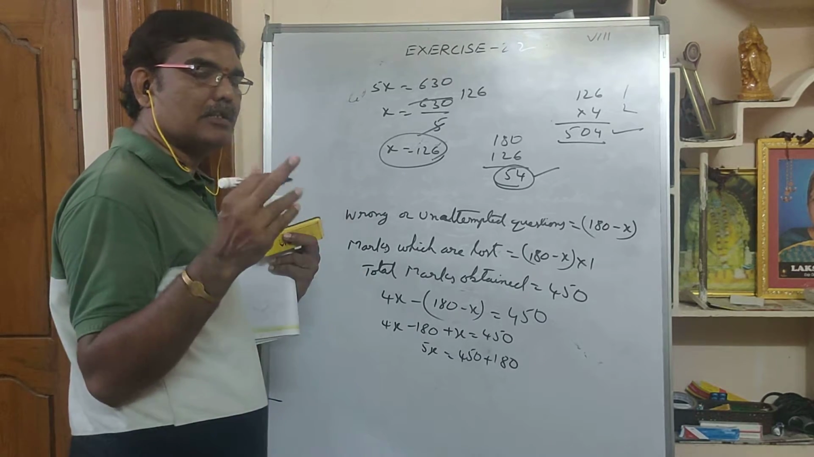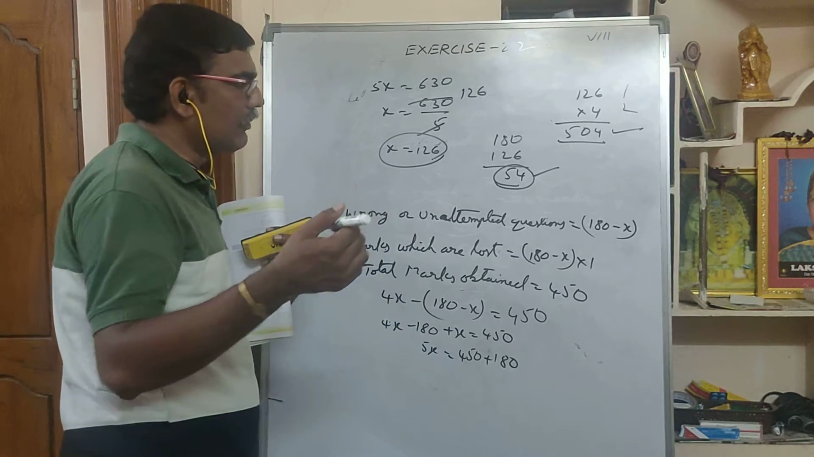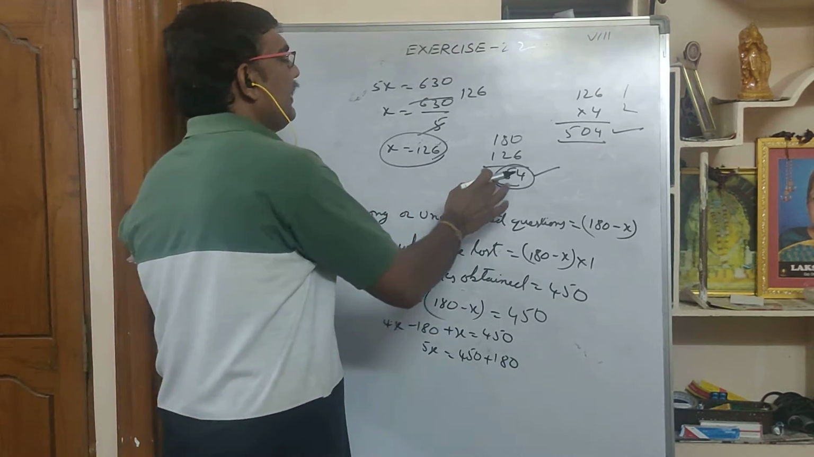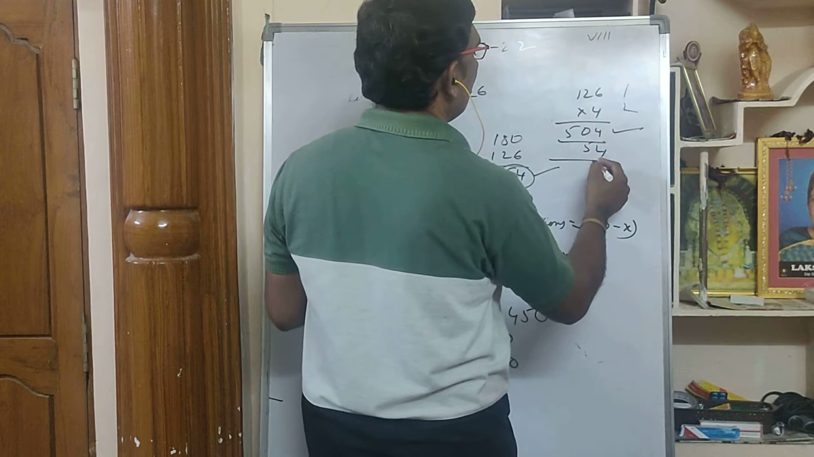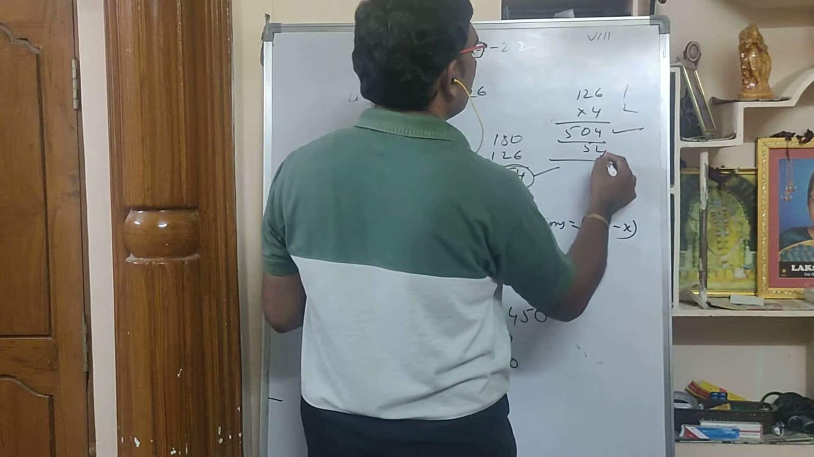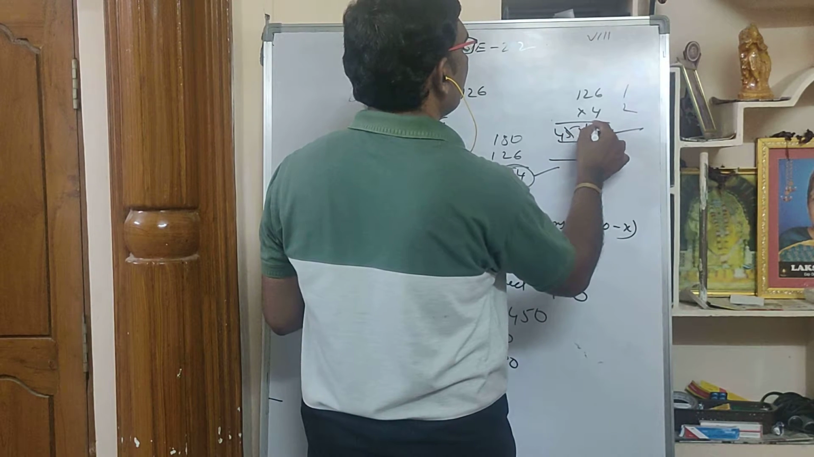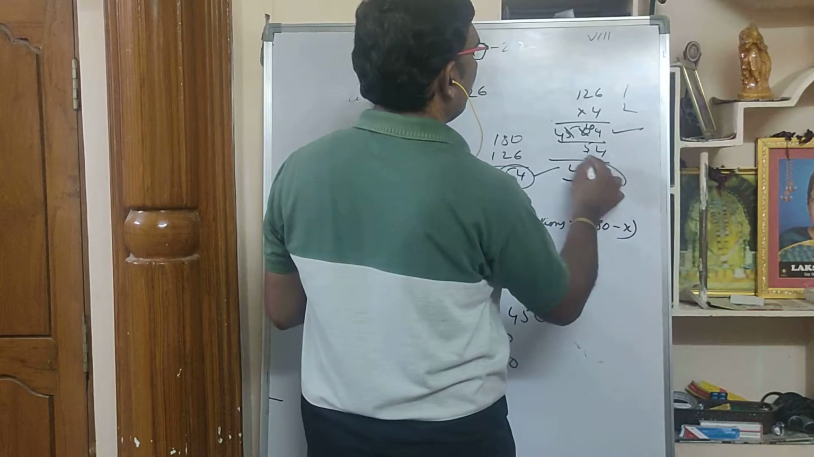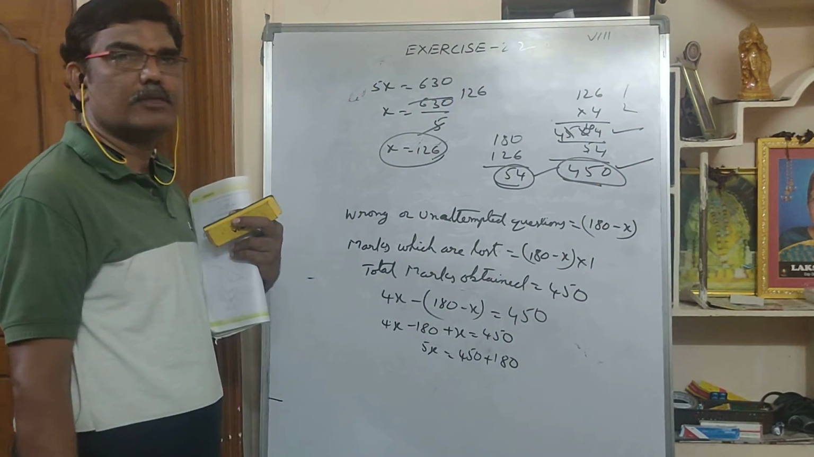If it is wrong, 1 mark will be lost, or unattempted, 1 mark should be subtracted. So 54 unattempted are there. So you have to subtract 54 from this. If you do subtraction, 4 minus 4 is 0. From 0 you can't subtract, borrow, it is 10. 10 minus 5 is 5, 4. So how many marks did you get? 450. 450 is the correct answer.